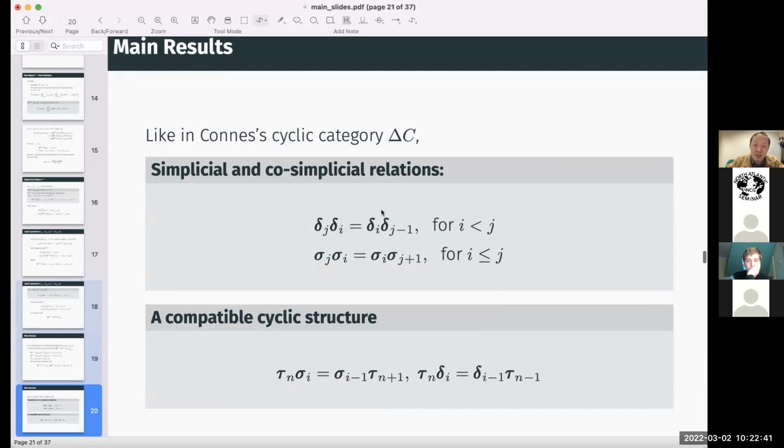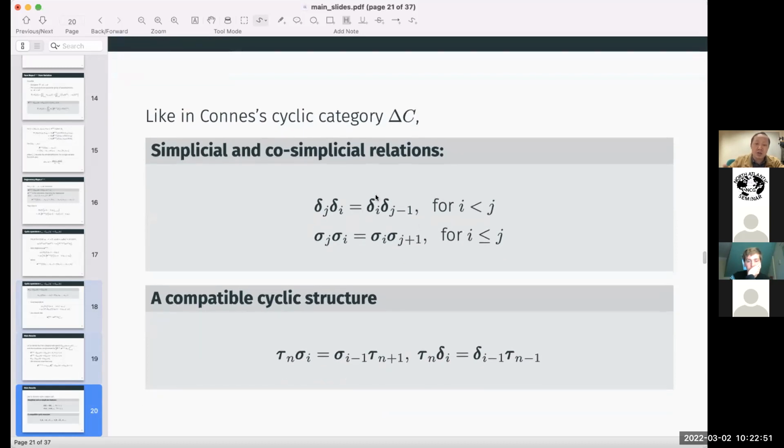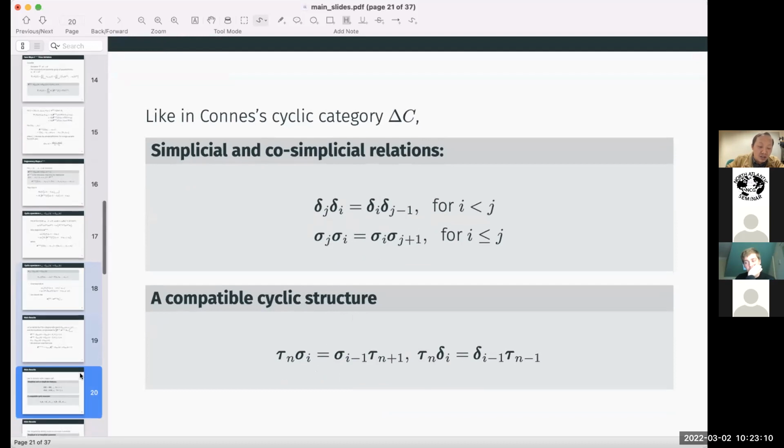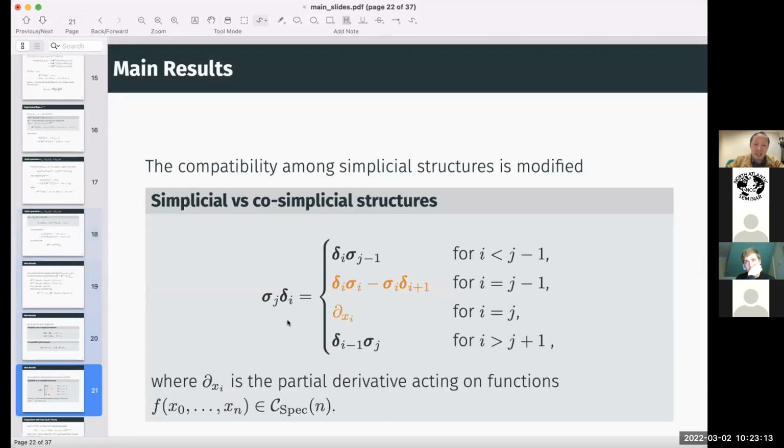You have the simplicial relations and the co-simplicial relations, corresponding to the face maps and the degeneracy maps. This part is true. It's the same as in the simplicial category or in the cyclic category. And the compatibility between the cyclic structure and the simplicial structure is still true. What is not true is the compatibility among the simplicial and the co-simplicial structures.